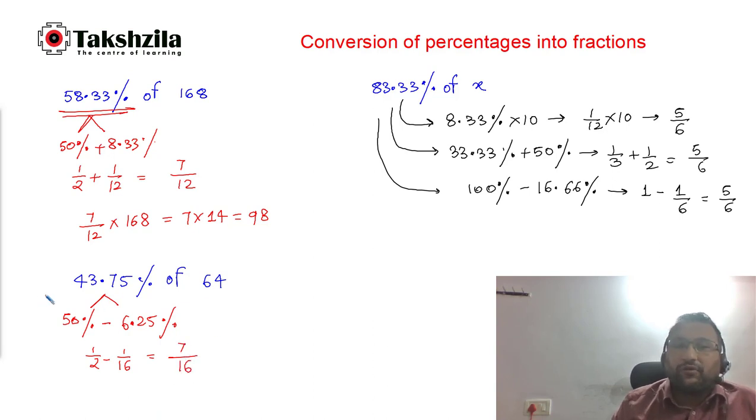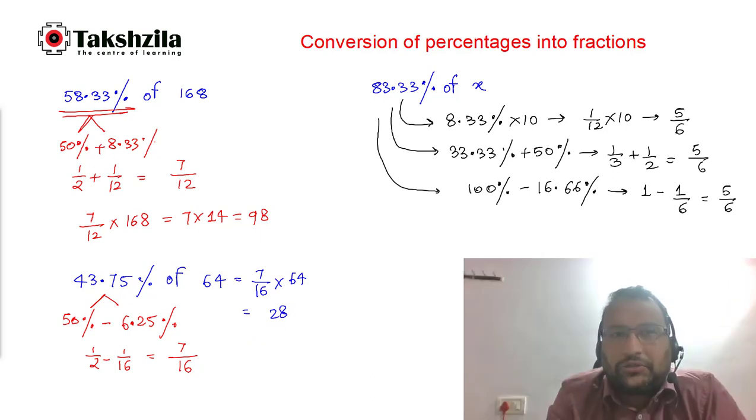So finding 43.75% of a number is nothing but multiplying that number by 7 by 16. So our answer is 7 into 4, that is equal to 28 over here. So this is the first part of the basics of percentages. The remaining concepts will continue in the next videos.